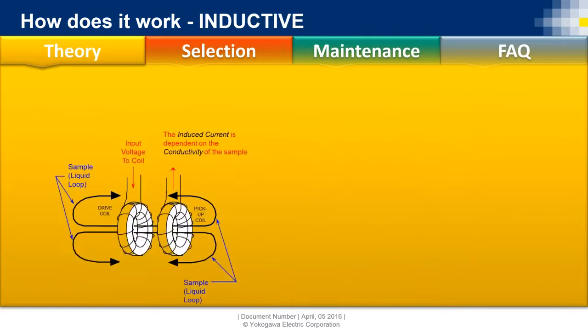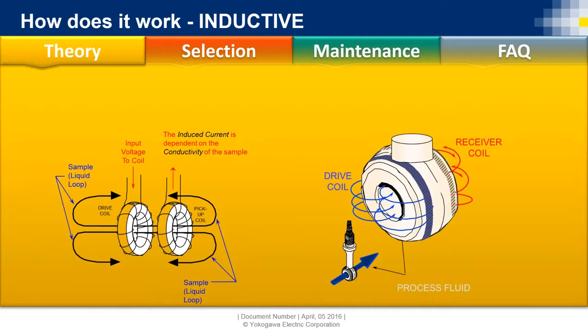The way inductive conductivity works is, think of it like a transformer. You have two identical matched coils side by side inside of a donut-shaped body for the most part. This is probably the industry standard style. There are some that are like a flow-through pipe as well, but it's the same kind of idea. You have two coils.